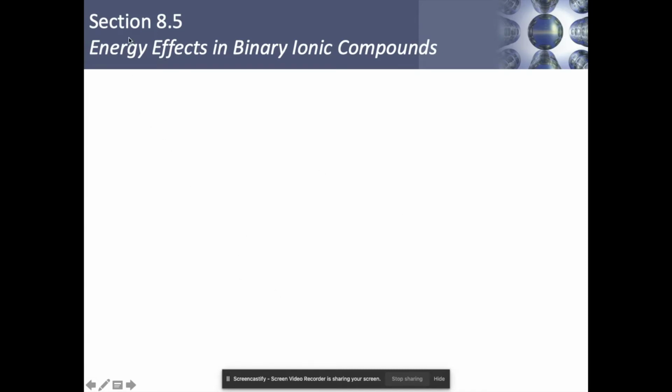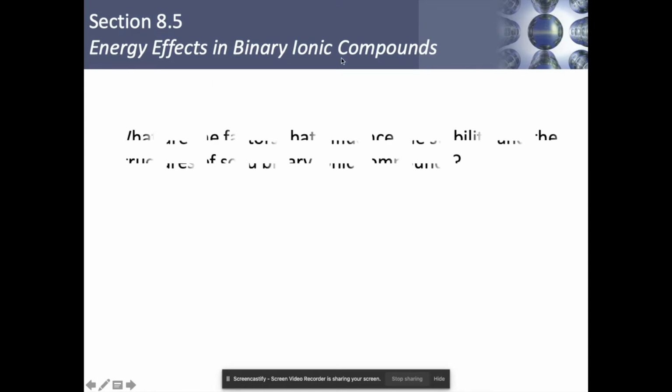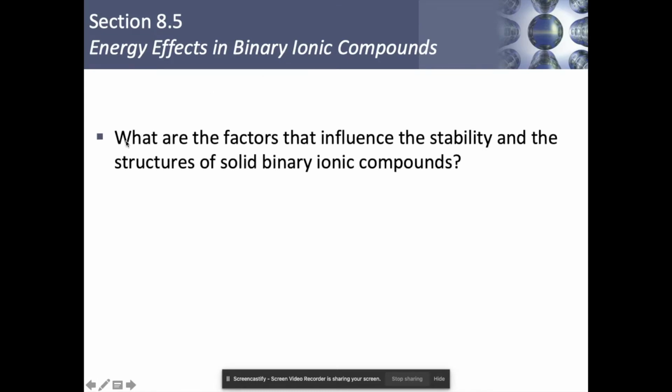So let's jump to section 8.5. So 8.5 is all about the energy effects that you can find in binary ionic compounds. And so the big question for this is, what are the factors that influence the stability and the structures of solid binary ionic compounds? So when we say that, what are we referring to? So binary meaning two, so we're only looking at like a cation and an anion.